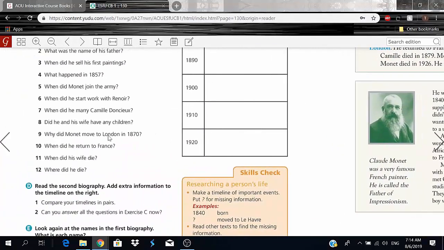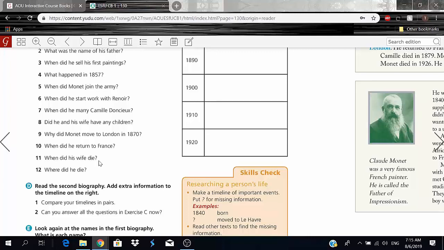Why did Monet move to London in 1870? And I think he moved to London because of the war between France and Prussia. Okay? And number 10, when did he return to France? He returned to France a year later in 1871. Number 11, when did his wife die? That's correct. She died in 1879. And she died of cancer, by the way.